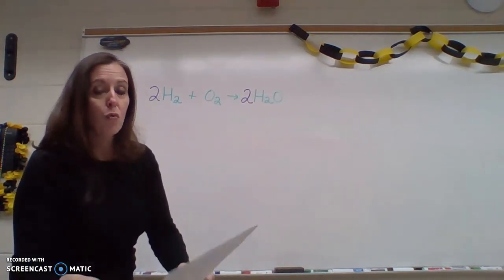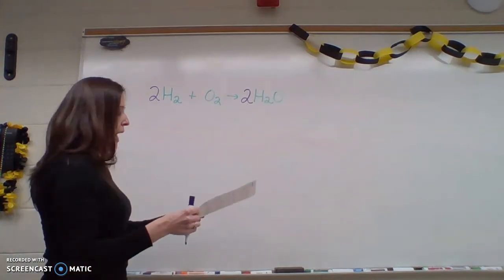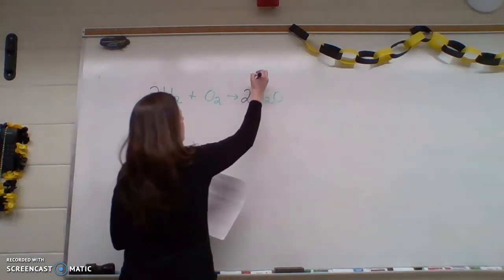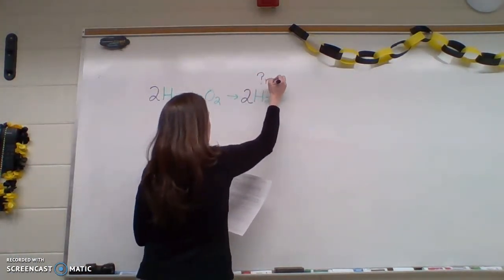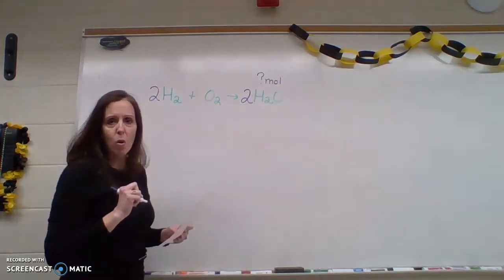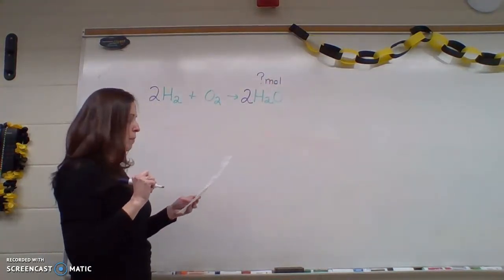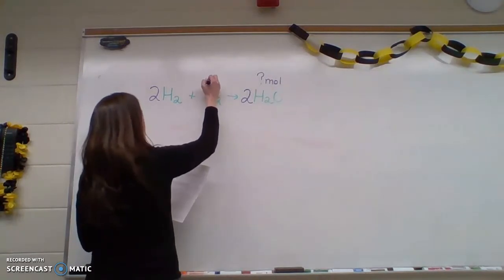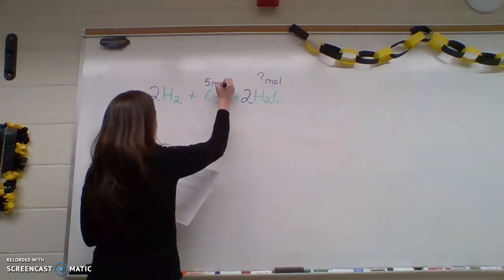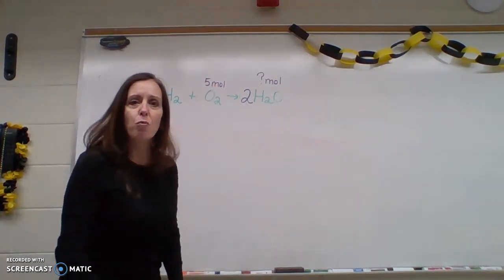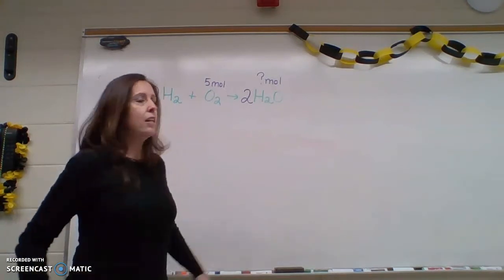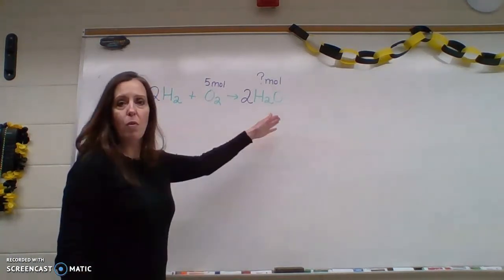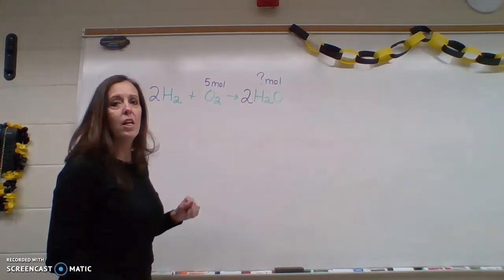Alrighty. Reading the example. How many moles of water? All right, above the water here, I want you to put a question mark, moles. That's what we're looking for. Are produced when 5 moles of oxygen. There's my 5 moles of oxygen. I don't even have to read the rest of the sentence. I know that I have 5 moles of this. I want to know how many moles of that I have.